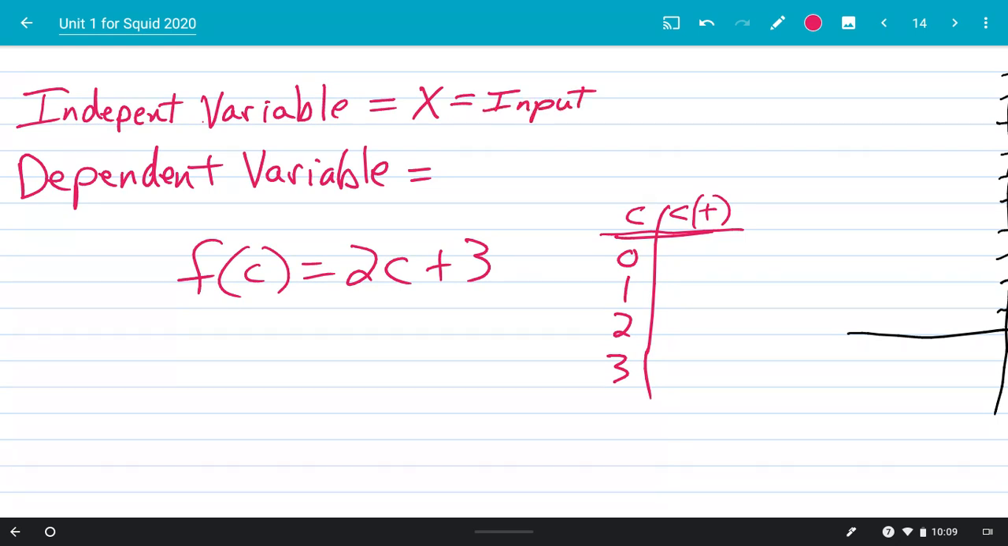It is also known as, anybody else? What is the set of all possible inputs? The domain. Good. All right. And then what's the dependent variable? Because I want to know. What's the dependent variable?